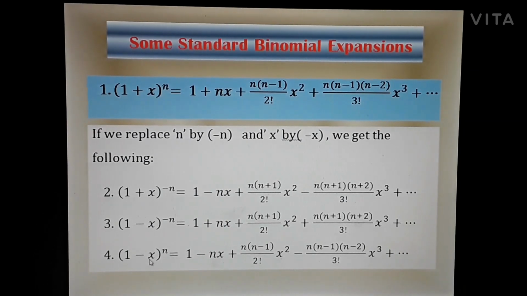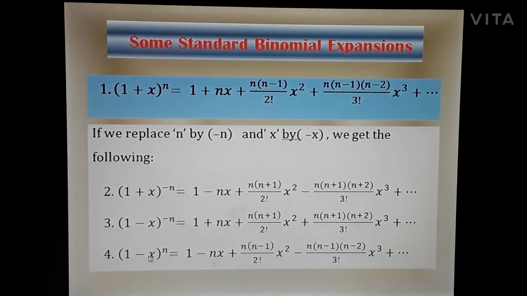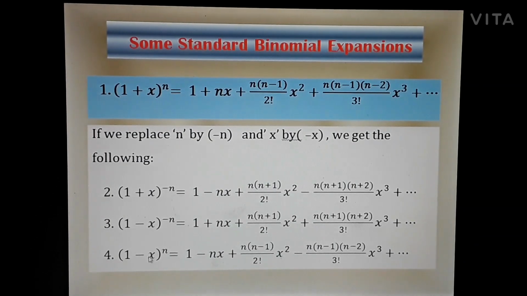Next, in the fourth expansion, we are putting x is equal to minus x in the first one. Okay, here we are replacing x by minus x. So we are getting the fourth expansion, 1 minus nx plus n into n minus 1 by 2 factorial into x square minus etc.